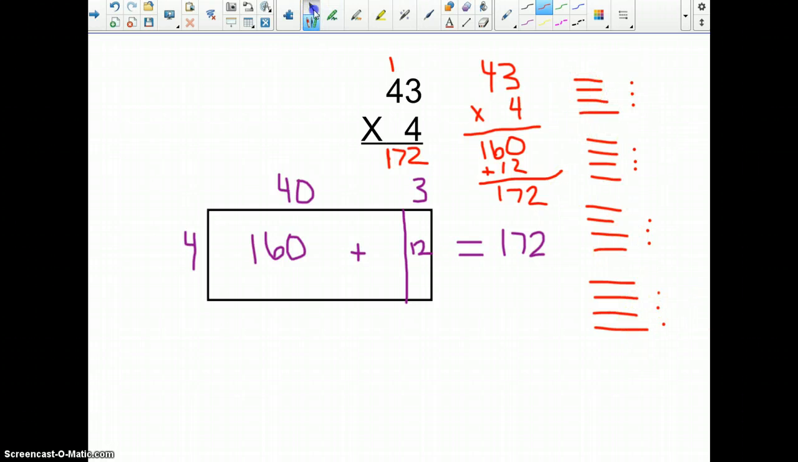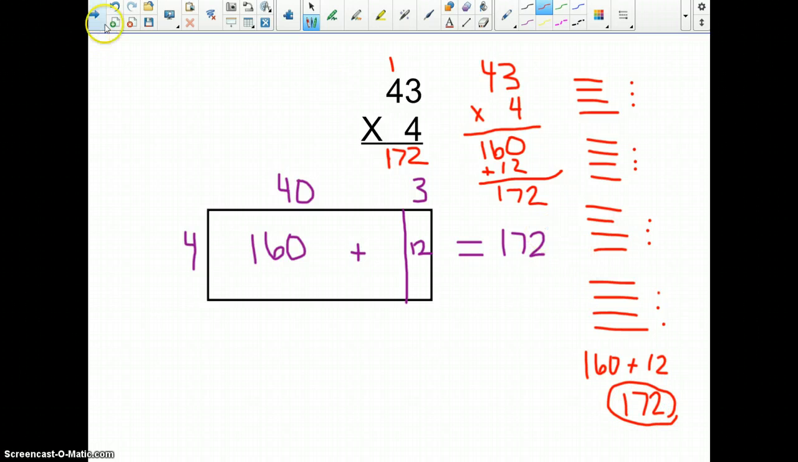And now I could just add, or I can count by tens. 10, 20, 30, 40, 50, 60, 70, 80, 90, 100, 110, 120, 130, 140, 150, 160. And then I'm going to add up my ones. 3, 6, 9, 12. When I add those up, it's 172.